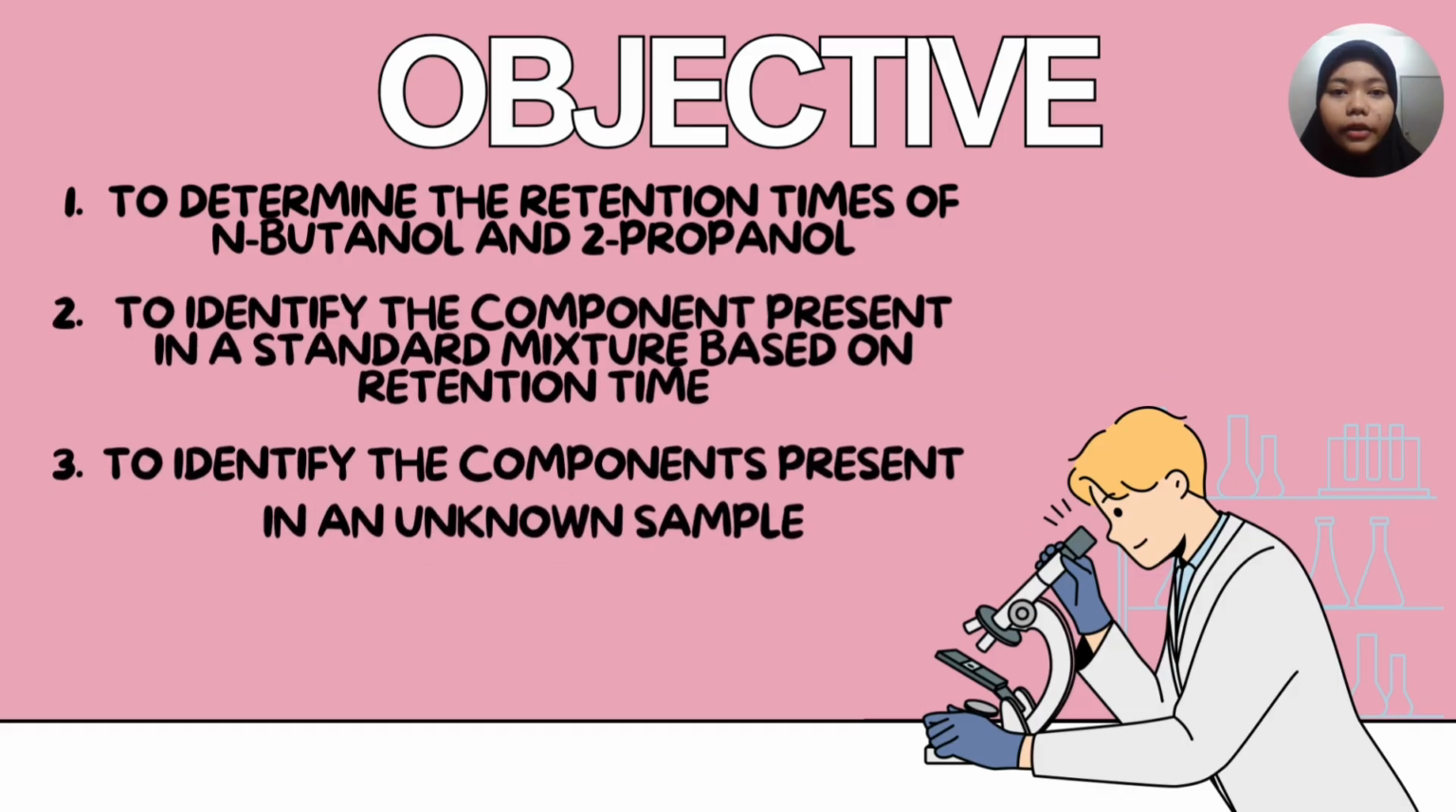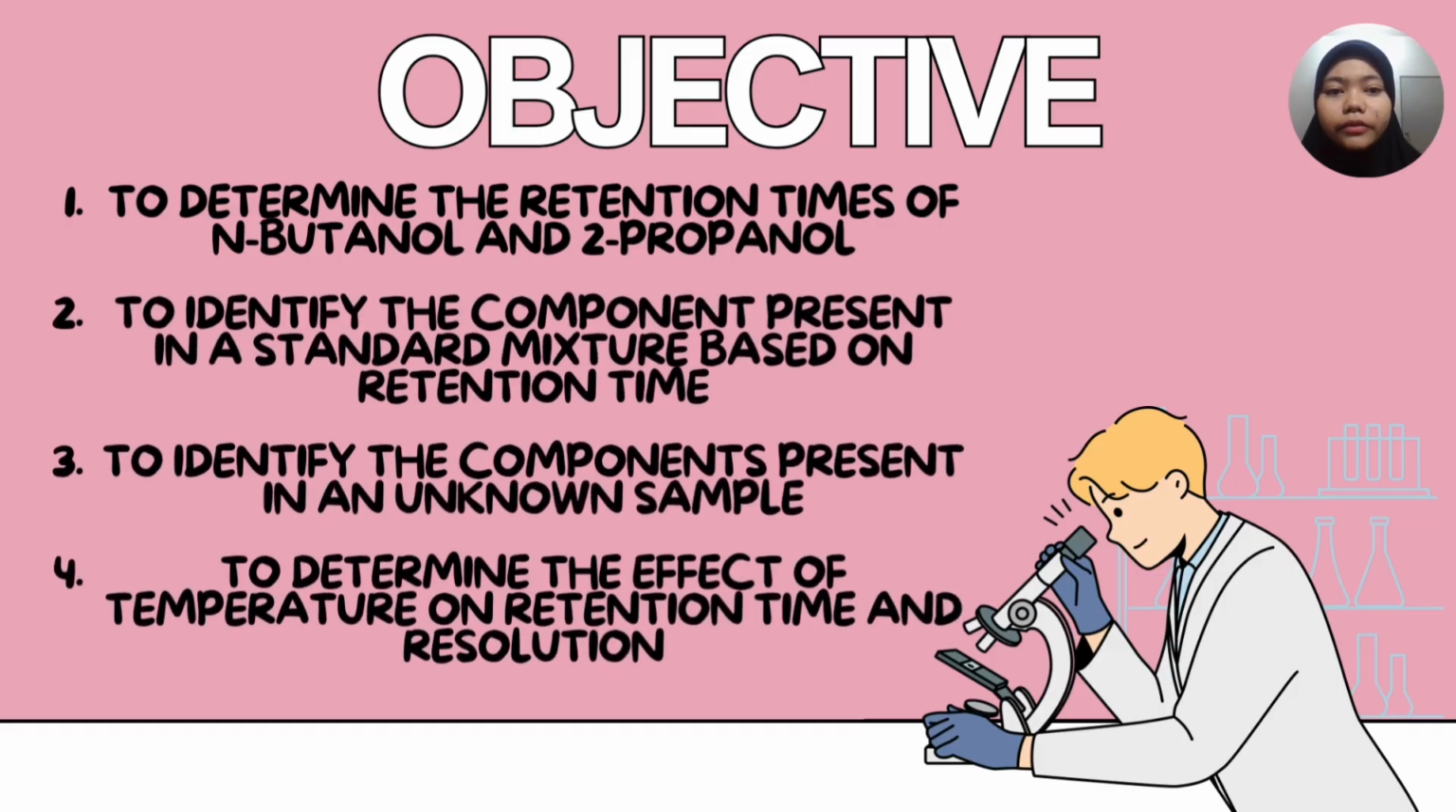The objective of the experiment for gas chromatography is, first, to determine the retention times of n-butanol and 2-propanol. Second, to identify the components present in a standard mixture based on retention time. Third, to identify the components present in an unknown sample. And lastly, to determine the effect of temperature on retention time and resolution.